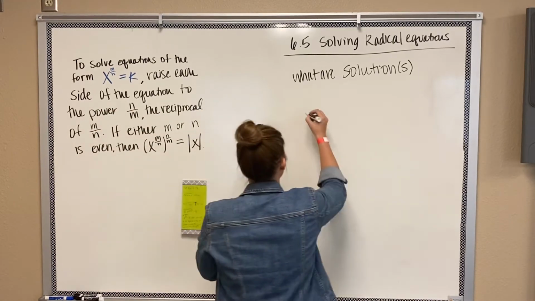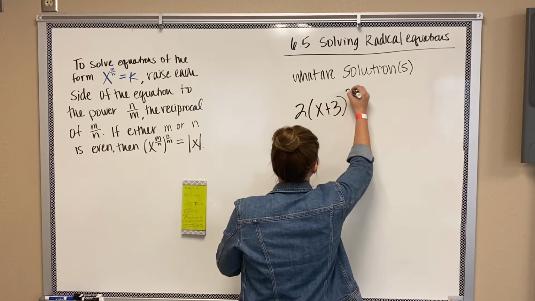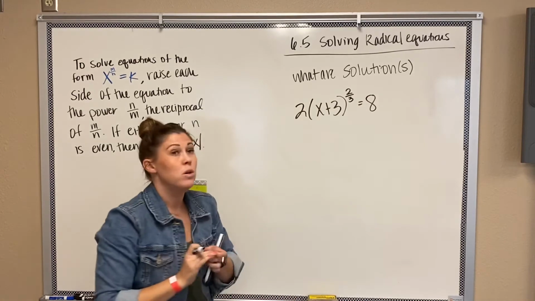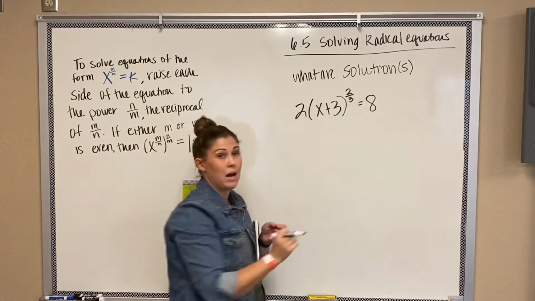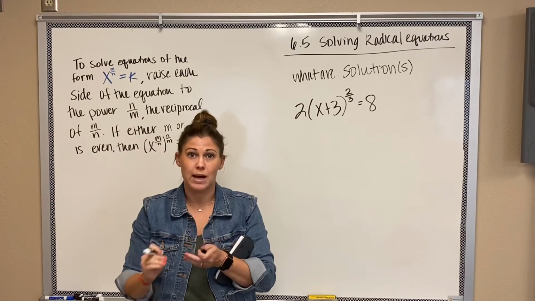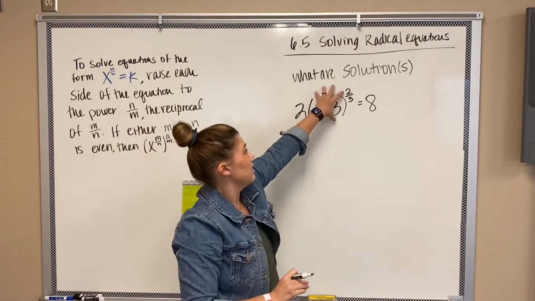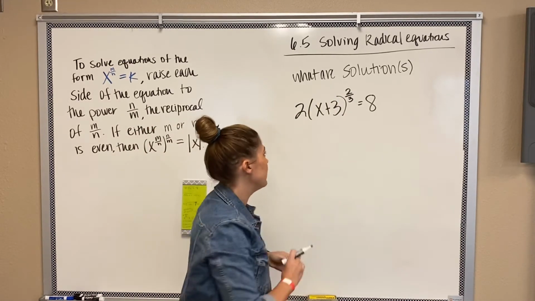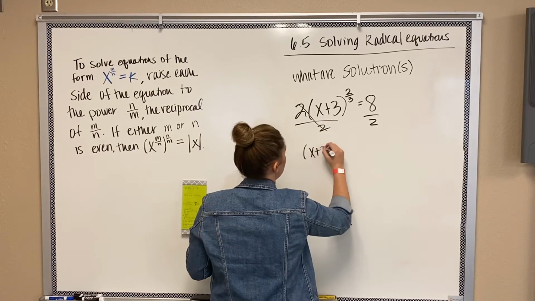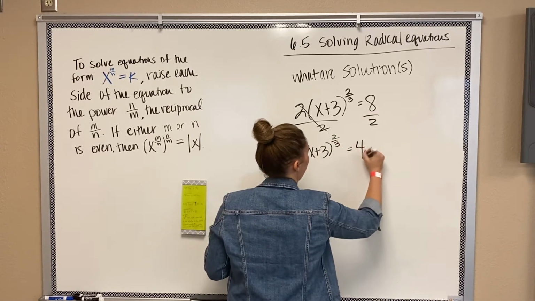So we have 2, and then x plus 3, raised to the 2/3 power, is equal to 8. It's raised to the 2/3 power, the m over n, 2 is even. So we're going to end up having to do the absolute value part. So let's get started. We want to isolate this. The 2 is being multiplied, so we undo that by division. Divide by 2, x plus 3 raised to the 2/3 power is equal to 8 divided by 2 is 4.